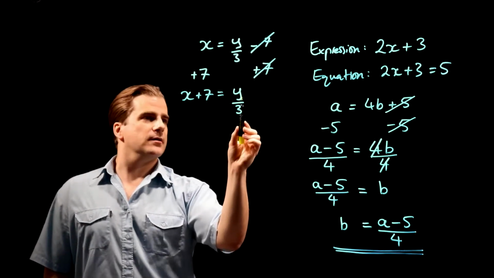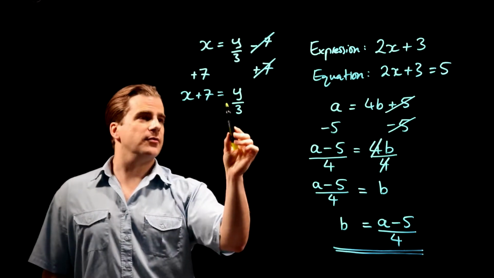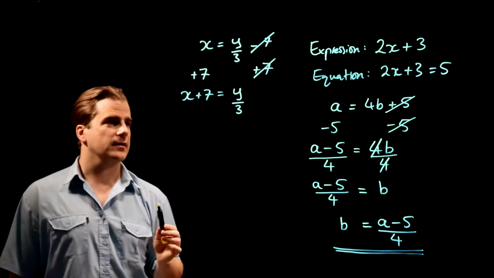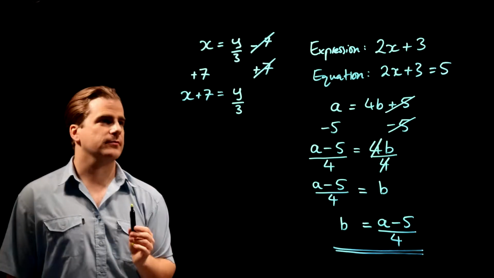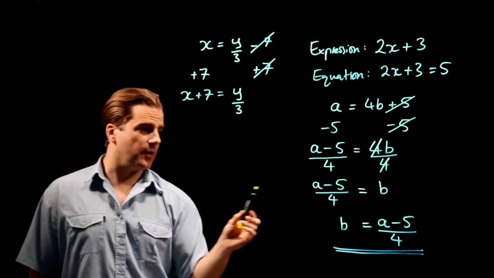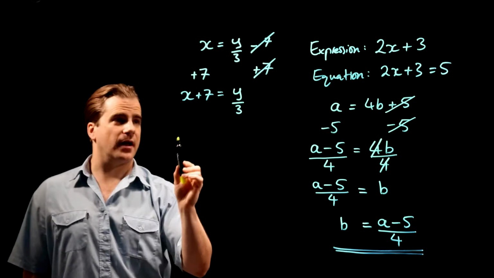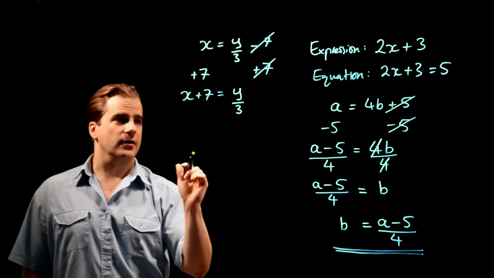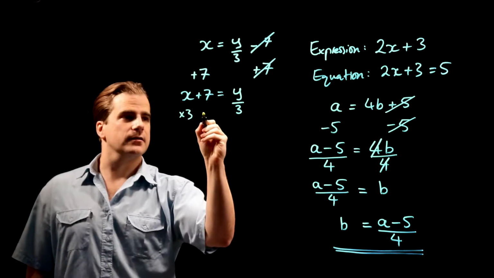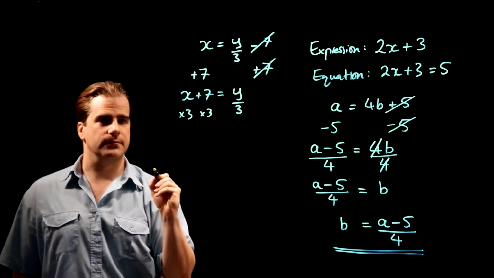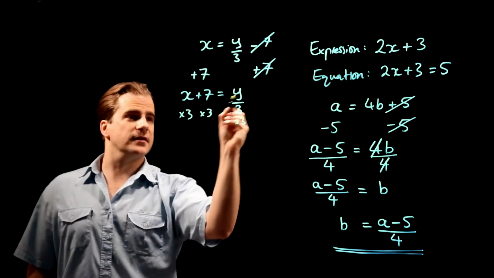Now, we've got y over 3, and we want y. So if we multiply both sides by 3, it'll turn that into just y. So that's what we're going to do. Now, when multiplying, as opposed to subtracting or adding, you have to multiply every single term. So I'm going to write times 3 underneath the x and underneath the 7. Okay? And underneath this one. So we're multiplying every single term by 3.